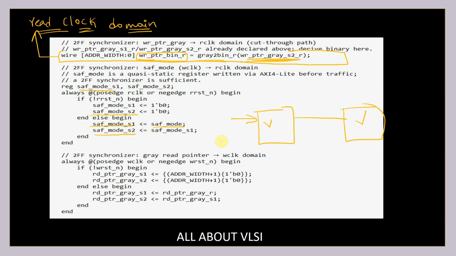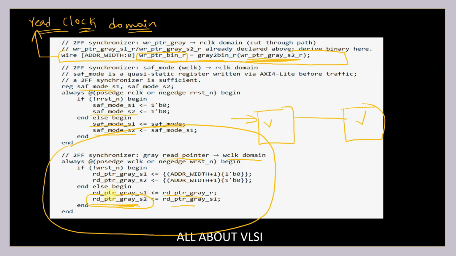Next, same like that, we need to pass the read pointer to the write clock domain. Again, I'm using the 2D flip-flop synchronizer. You can see the read pointer is being sent to the write clock domain. And this is the signal which we have sent to the write clock domain, which is nothing but read_pointer_gray_S2.